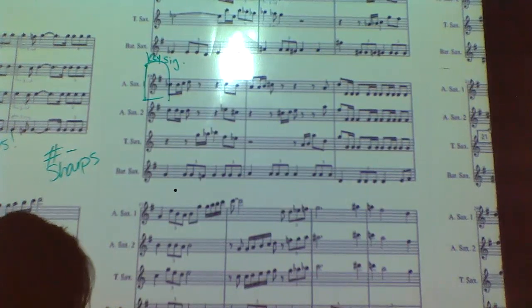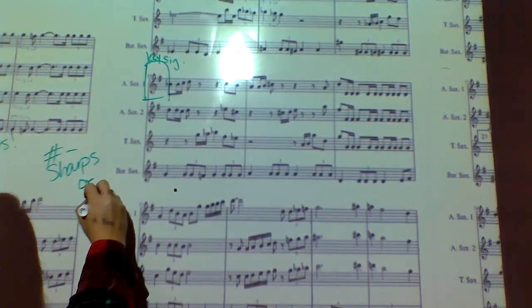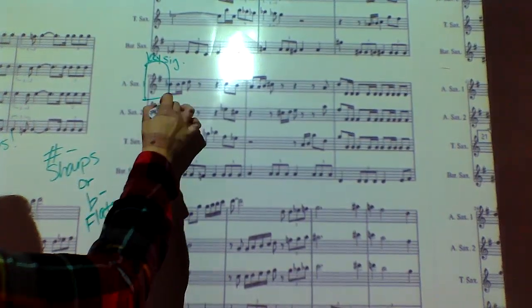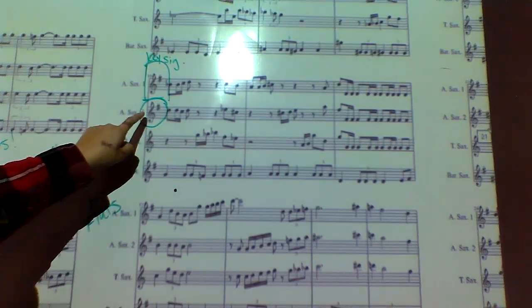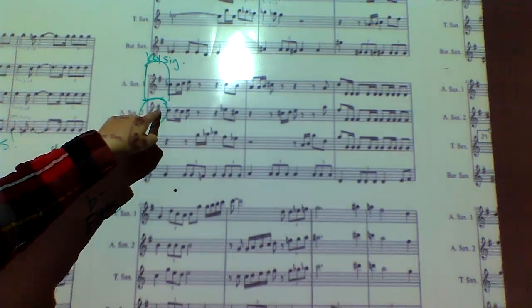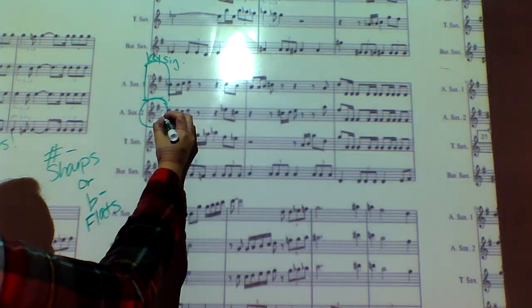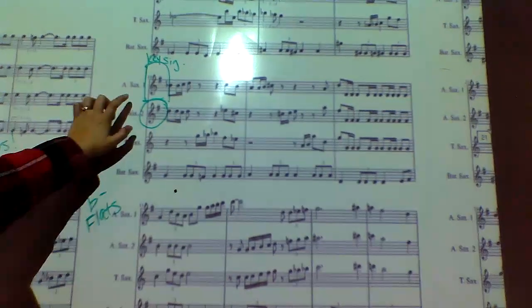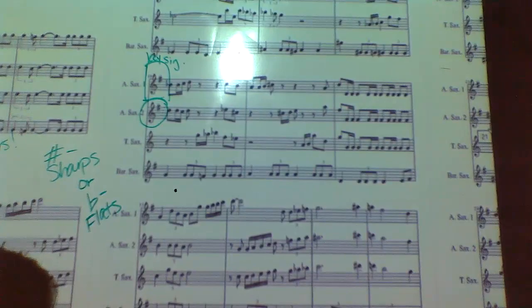That is not a hashtag. That is a sharp. Or flats next to the clef. So we'll see that the alto sax 2 line right here shows a sharp on the 5th line. 1, 2, 3, 4, 5. And those sharps and flats that show up there mean exactly the note that they're sitting on.